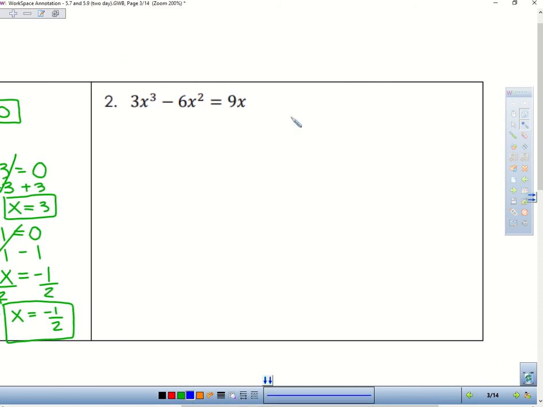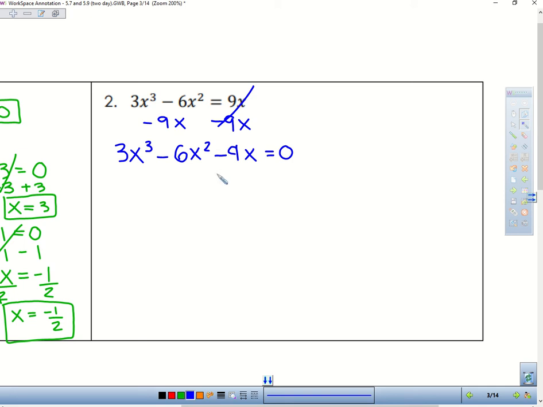All right, moving on. For the next problem, we need to get it into standard form, which means we need to get the 9x to the other side. That leaves me with 3x cubed minus 6x squared minus 9x is equal to 0. And as you move things around, you also want to make sure that you maintain standard form by leaving it in descending degree order. Once you get to this step, you want to see if there is a GCF.